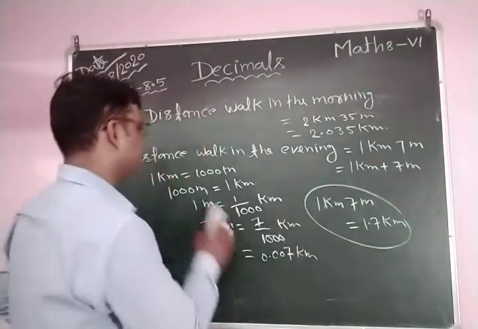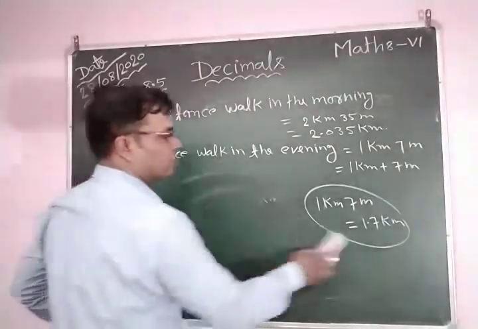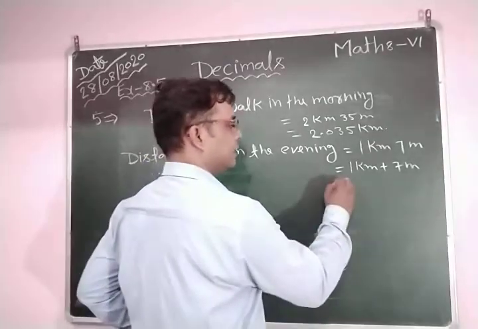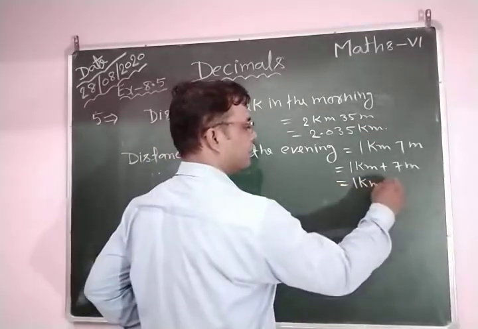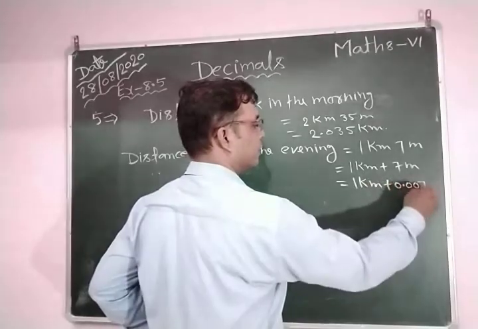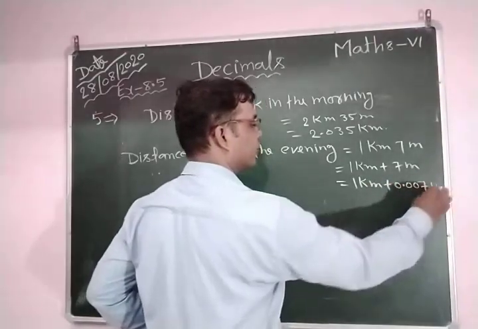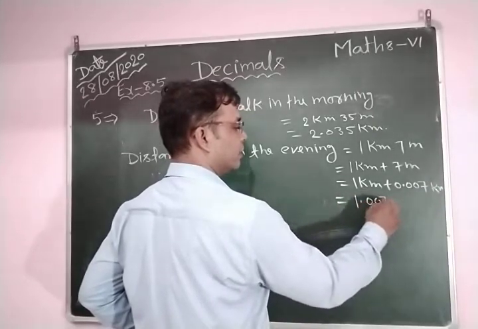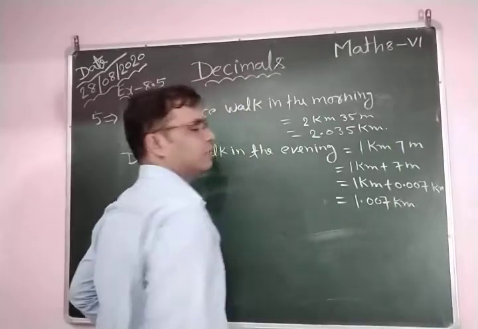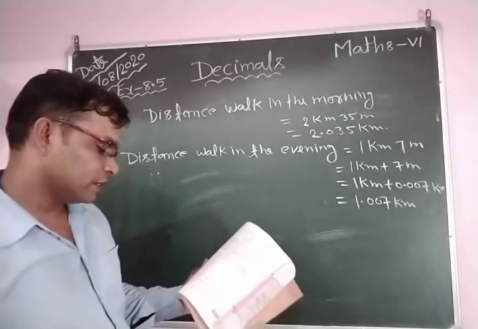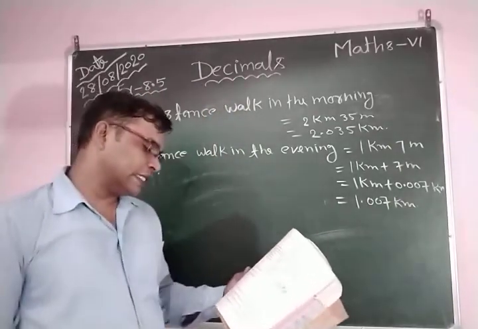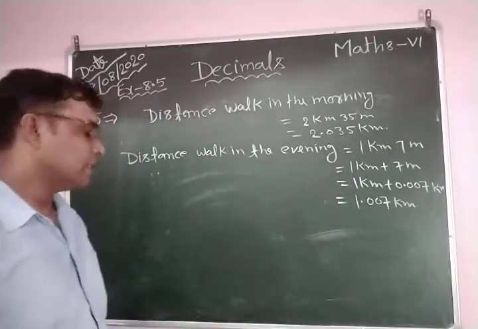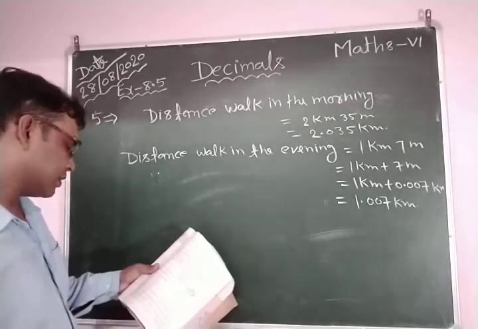Now we can write 1 kilometer plus 0.007 kilometer. If you add them, we obtain 1.007 kilometers. Now the question asks, how much distance did he walk in all? So you find the total distance covered by Naresh.